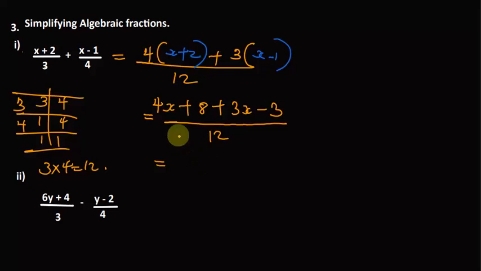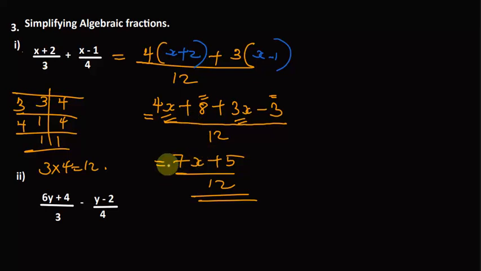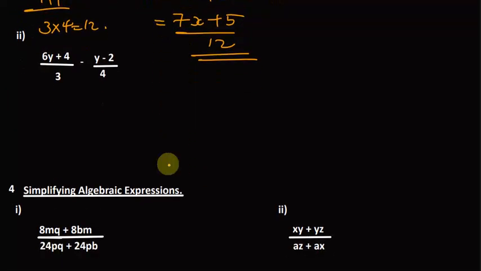Let's collect like terms. What is 4x plus 3x? 4 plus 3, that is 7x. The second part, 8 minus 3. 8 minus 3 is positive 5. So plus 5, then divide by 12. This is our final answer. Let's look at the next question.